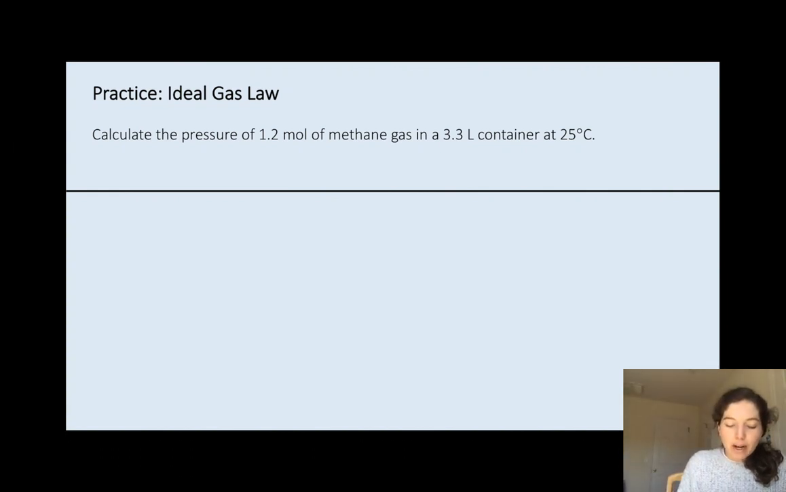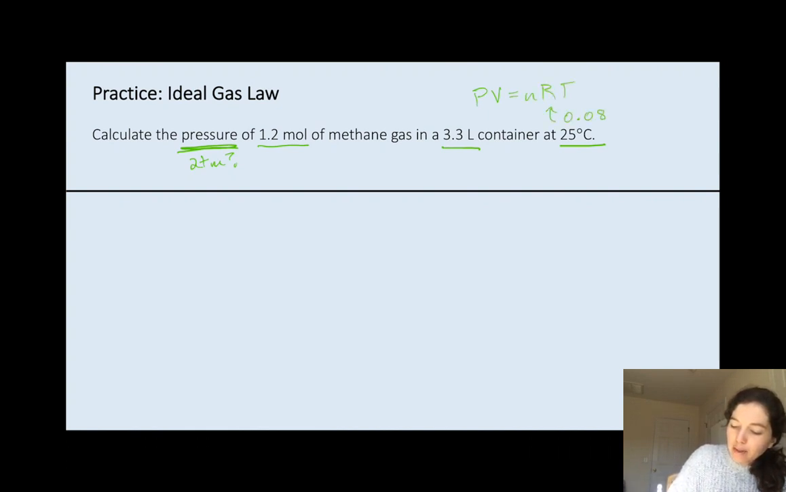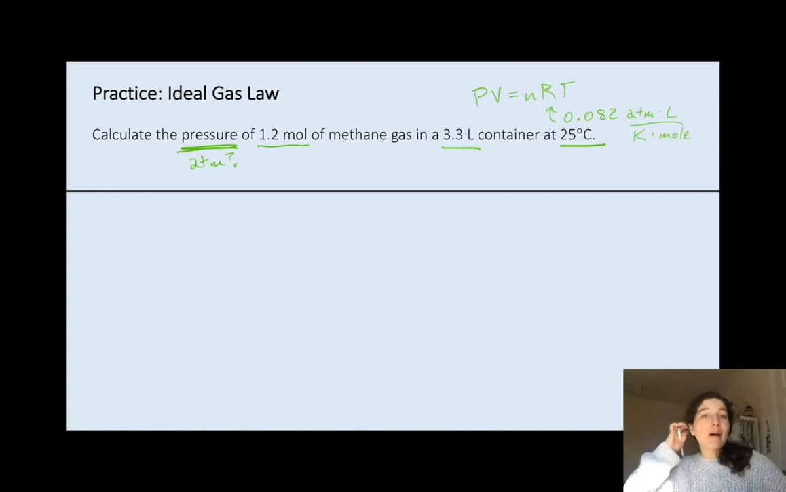Calculate the pressure in ATM of 1.2 moles of methane gas in a 3.3 liter container at 25 degrees Celsius. Use your PV equals nRT equation. Now remember that this value here is 0.082 ATM times liters over Kelvin times moles. Okay, so go ahead and pause the video and see if you can solve this one on your own.